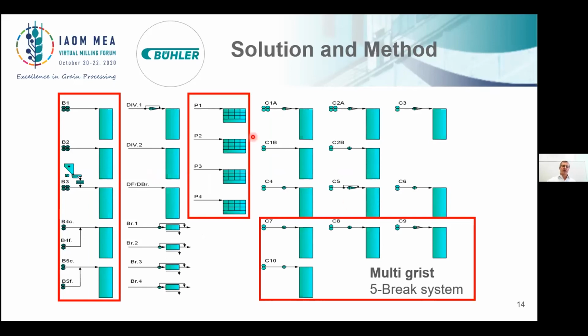So we have 5 breaks as we use for soft wheat. We have purifiers as we use for hard wheat. And we have extended reduction rolls because we need to grind the hard wheat. So that is the concept, the principle.